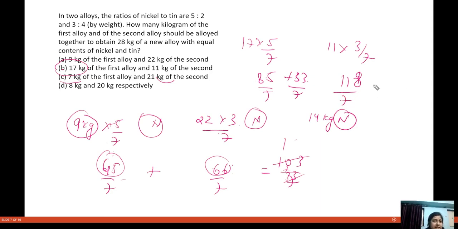Will you have 14 kg here? Let us check. So you have 7 1 times 7, and you have 48. Now you know 7 sevens are 49. This is also not possible.